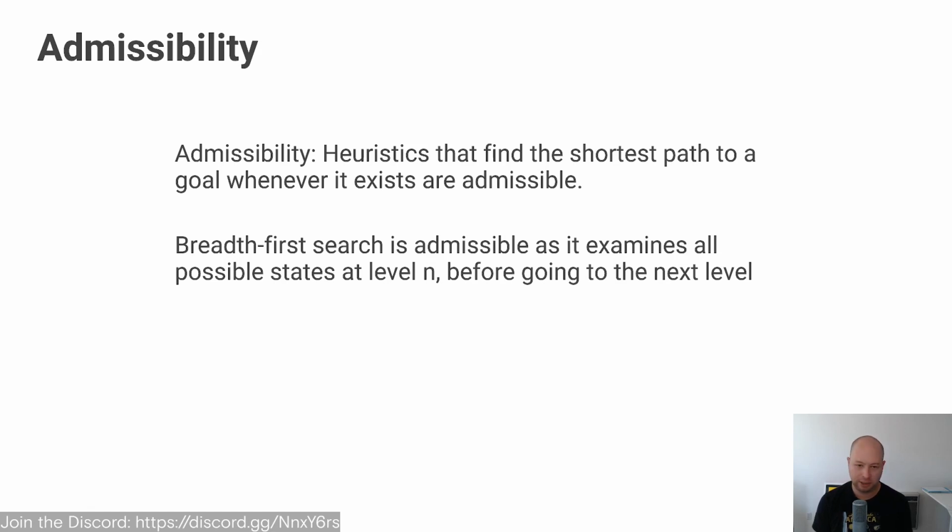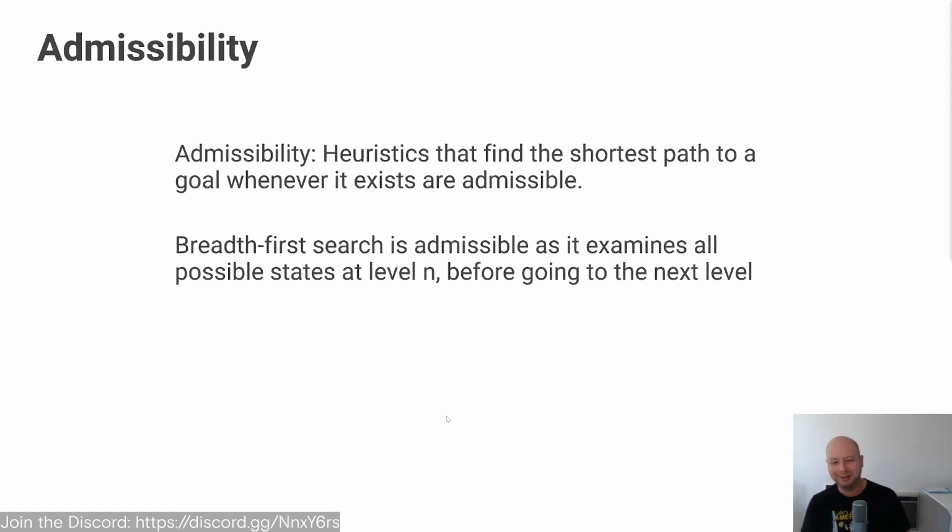So admissibility is essentially that heuristics find the shortest path to a goal whenever it exists. Sorry, I just slaughtered this. Sorry, I'm having a moment here. One moment. Let me get some water. Okay, I'm just going to literally read this.